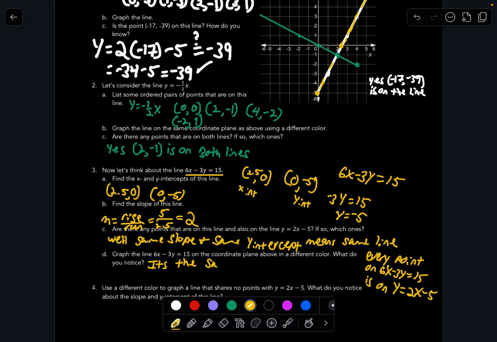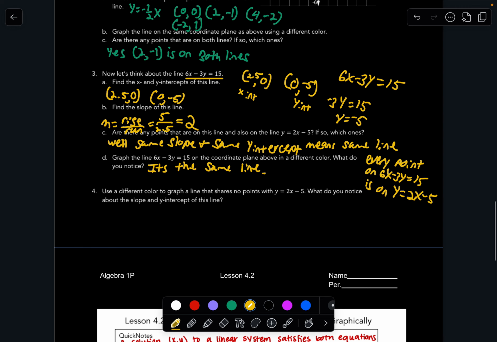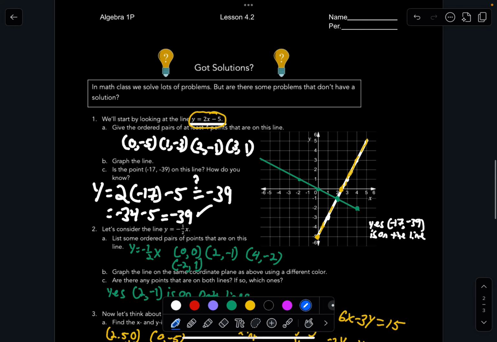That's the tricky part of the standard form, because you can just multiply everything by a number, which means everything's scaled up the same way. It still gives you the same line, even though the equation will look different. Then the last statement is use a different color to graph a line that shares no points with y equals 2x minus 5.